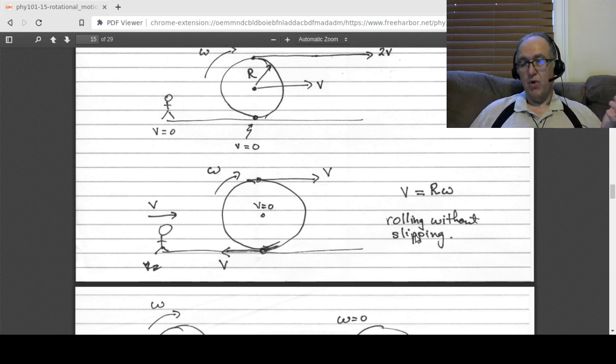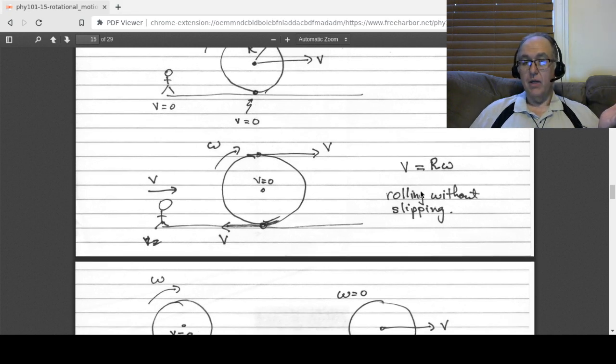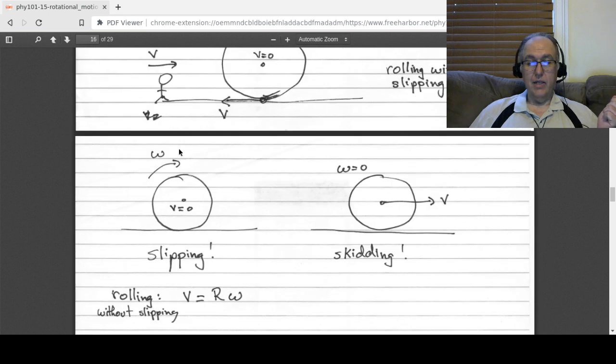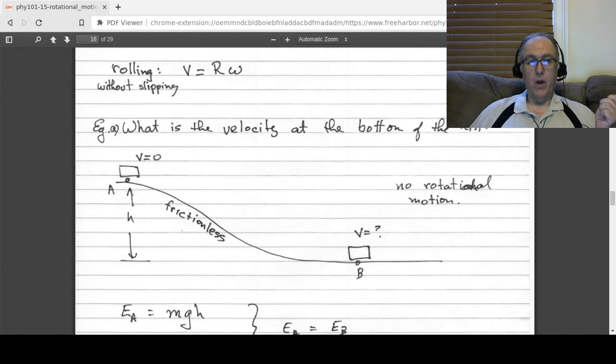In the future, when we do problems and I say rolling without slipping, you can just pull out that formula. But in a physics course, you don't want to just throw formulas at students without a deeper understanding. I try not to be tricky in problems, but if I said, look, you've got slipping going on, well then don't use this formula, because if you've got slipping going on, then it doesn't work. Okay, so now we can do a problem.